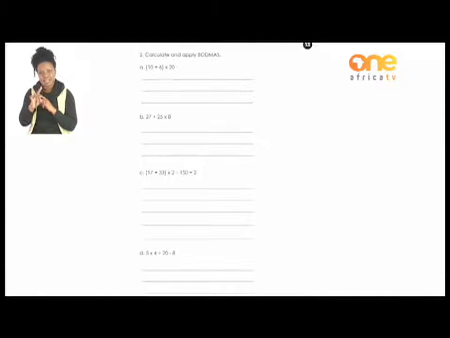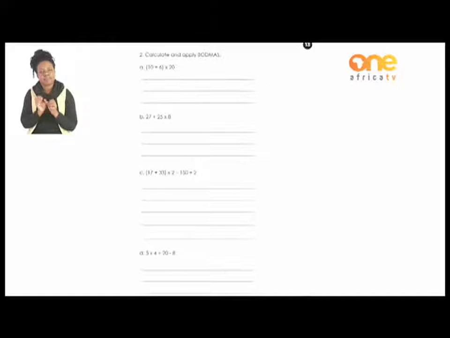And then on page 13, our activity continues. Here it says calculate and also apply BODMAS. Number A, in brackets, 10 plus 6 times 20. Number B: 27 plus 25 times 8. Number C, in brackets, 17 plus 33 times 2 minus 150 divided by 2. Also a very, very nice BODMAS sum because there's a bracket, a multiplication, a subtraction, and a division. So a very nice BODMAS sum. And lastly, 5 times 4 plus 20 minus 8.